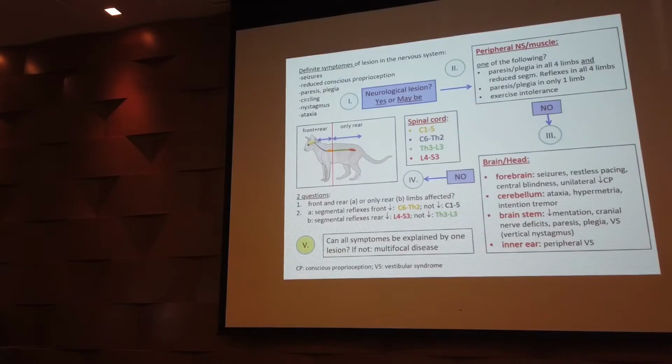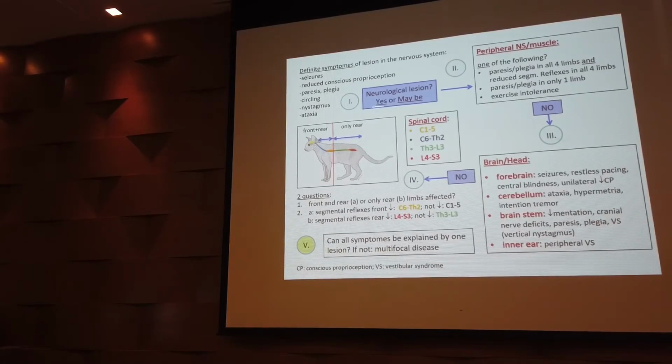Please, not. I will try to explain. We still have the question at the beginning: do we have a neurological lesion? If not, can it be the peripheral nervous system? If it is not there, can it be in the brain? If it is not there, it's in the spinal cord. And we will go through those steps.